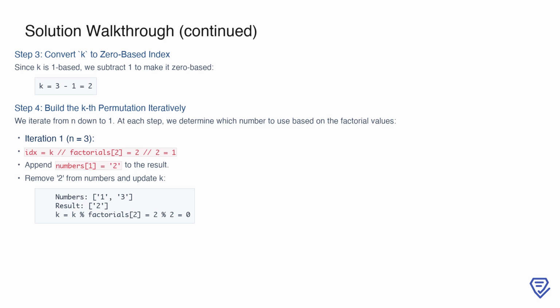This gives us an index of 1, corresponding to the number 2 in our list. We append 2 to the result, remove it from the numbers list, and update k to the remainder of k divided by factorial 2, which is 0. Now, our numbers list contains 1, 3, the result list is 2, and k has been updated to 0.